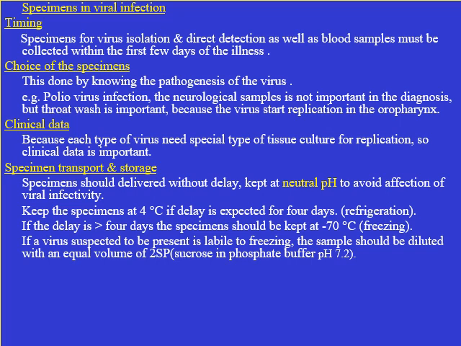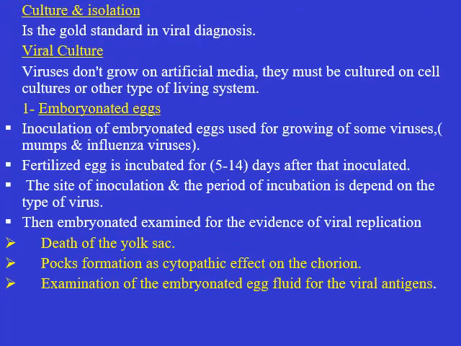Some viruses are labile to freezing. Here, samples should be diluted with an equal volume of 2 molar saccharose in phosphate buffer, pH 7.2.